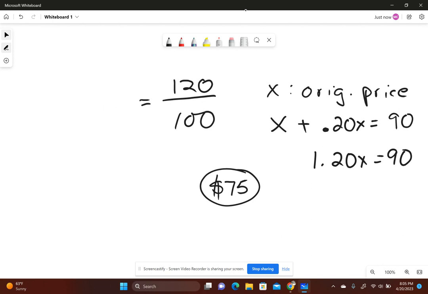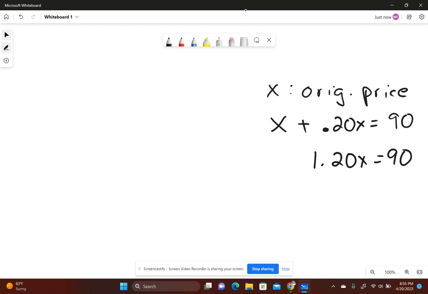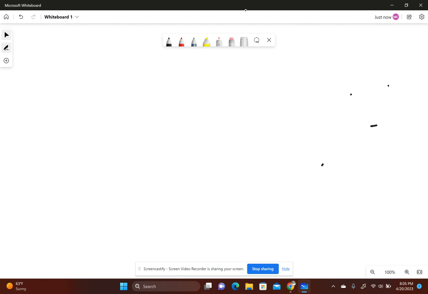Okay, so the next two are pretty much the same. The answer key is attached, so try to do those on your own and check the answer key when you're done.